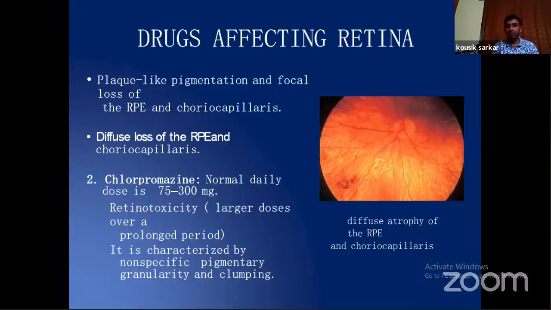Chlorpromazine, another antipsychotic drug, also causes retinopathy. The normal dose of chlorpromazine is 75 to 300 milligram. Larger doses over a long period usually cause retinal toxicity, and it is characterized by non-specific pigmentary granularity and clumping.